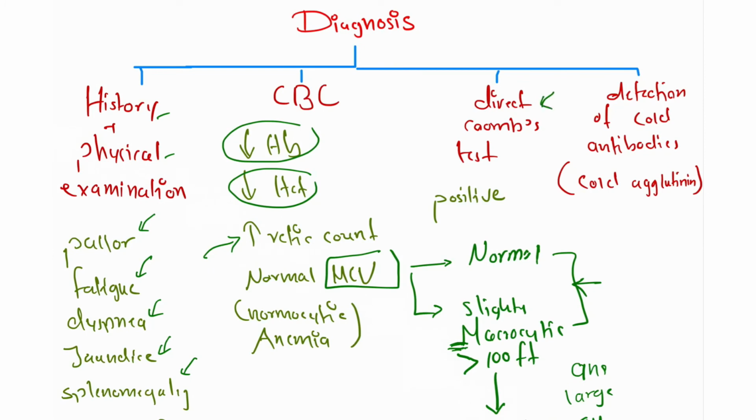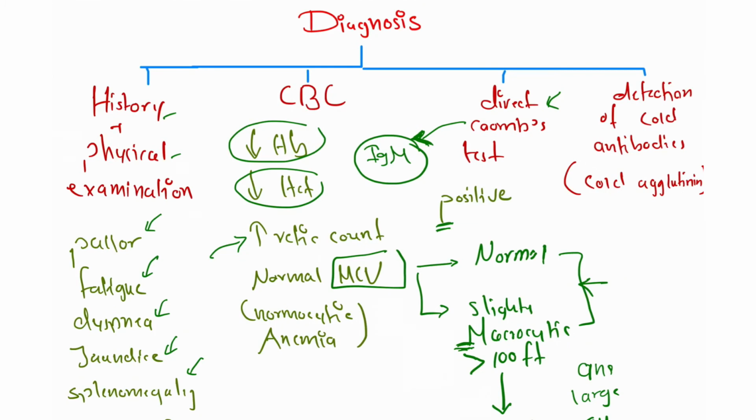The direct Coombs test will be positive. Why? Because it is used for detection of antibody at the surface of RBC, so it may detect the IgM that is present at the surface of RBC. Other investigations include detection of cold antibody or cold agglutinin. We can measure the cold agglutinin directly.